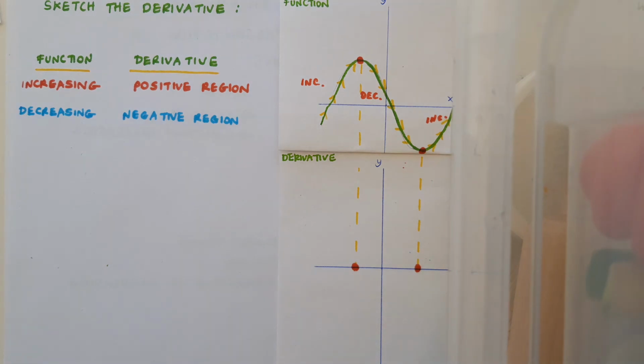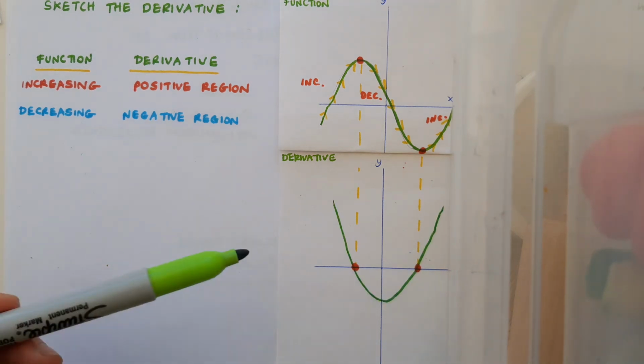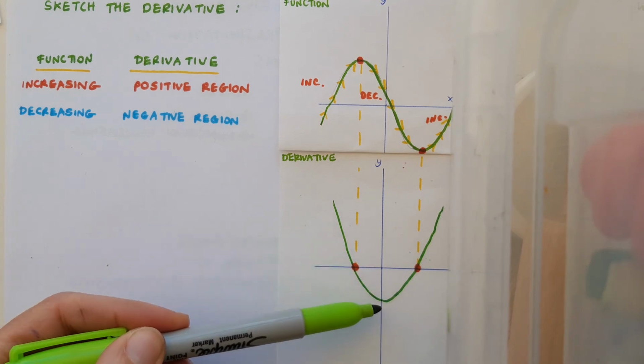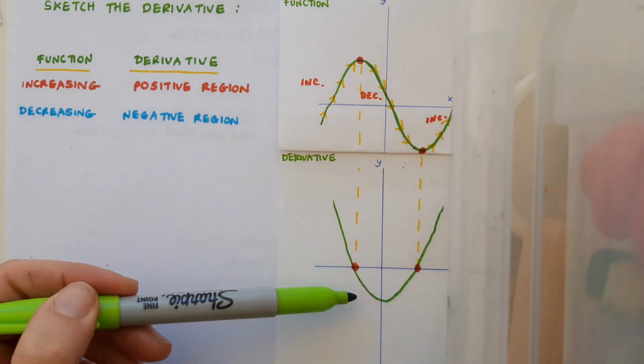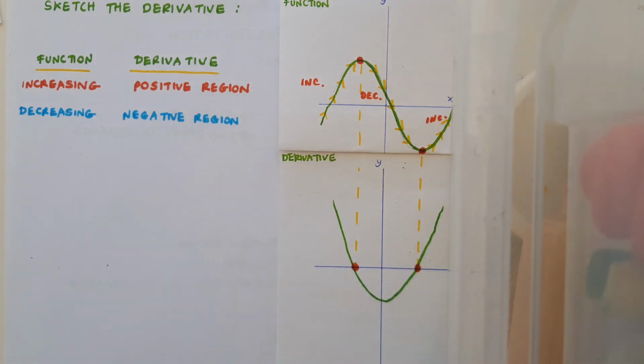So how is my derivative going to look? It's going to be in the positive region, down into the negative region, back up into the positive region again. Keep it nice and curved. It is a quadratic after all, the derivative. It shouldn't have any sharp corners or points. And a nice U shape in this case is what I end up with.